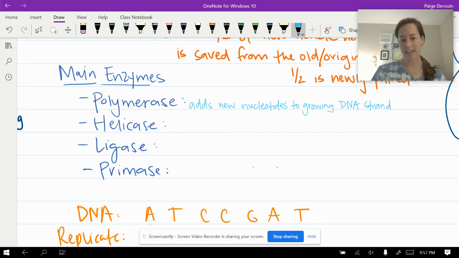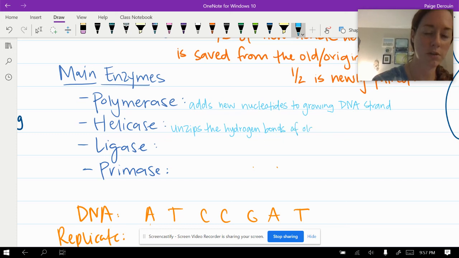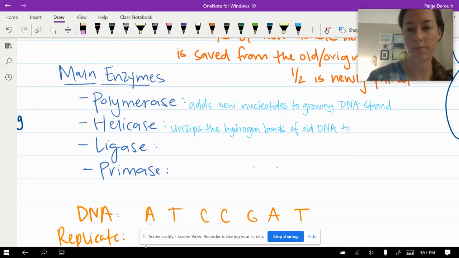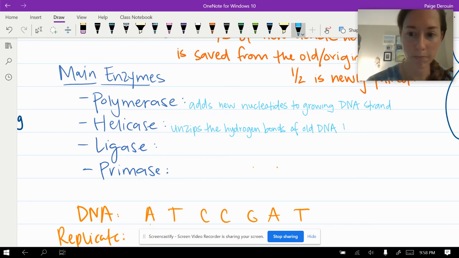The second one is helicase. Helicase sounds like helix, and that's because its job is to unzip the helix. It's like a zipper. Some of you did that one for your cereal box. So helicase unzips the hydrogen bonds of old DNA. So then it splits it in half, like a zipper.